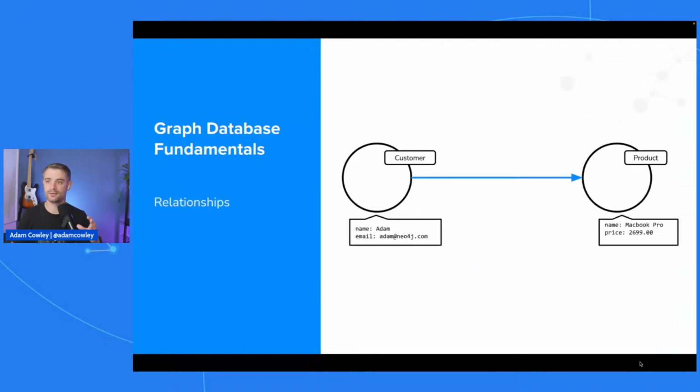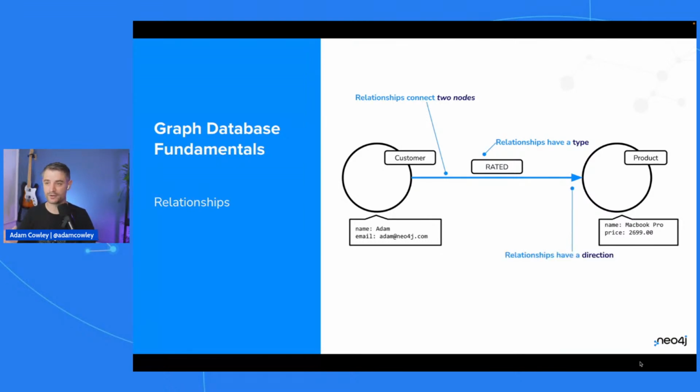To connect two nodes together, we use a relationship. Any single relationship connects any two nodes together. They always have a type. In this case, in our context, this customer node has rated a product, so customer to product. We have a direction, which can be ignored at query time, but every relationship will have a direction. And like with nodes, we can add properties there to add more context.